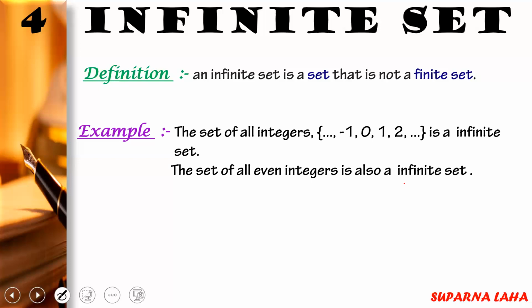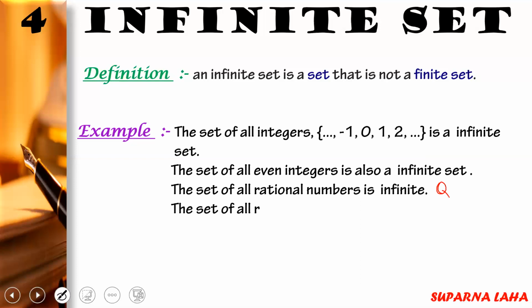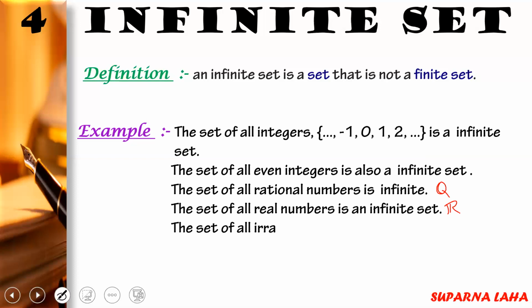Now the set of all rational numbers is an infinite set. That is, the set of rational numbers, the set Q, is also an infinite set. The set of all real numbers is an infinite set. That means the set R is infinite. The set of all irrational numbers, we used to define irrational numbers by R minus Q. So the set of irrational numbers is also an infinite set.